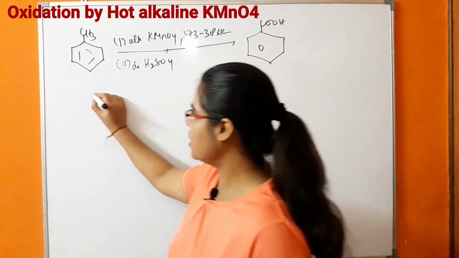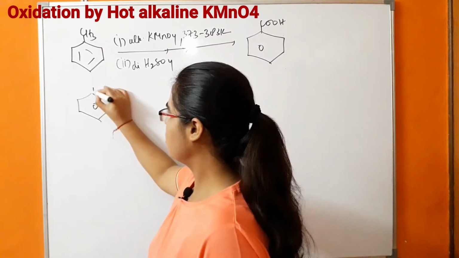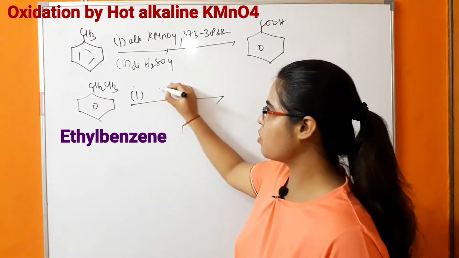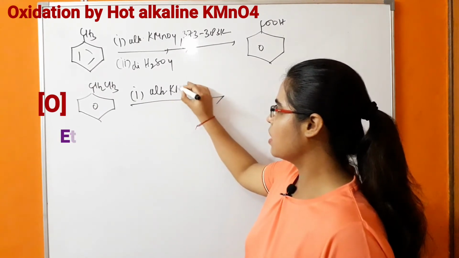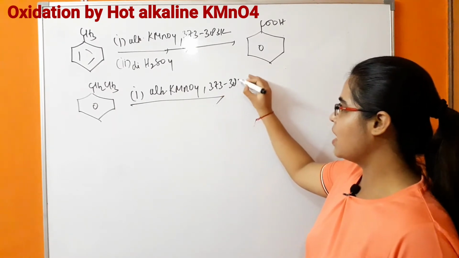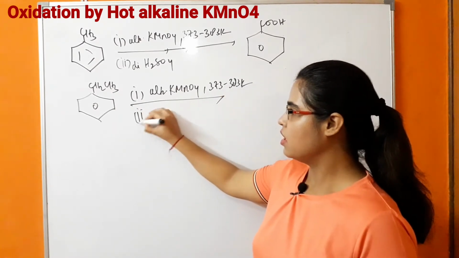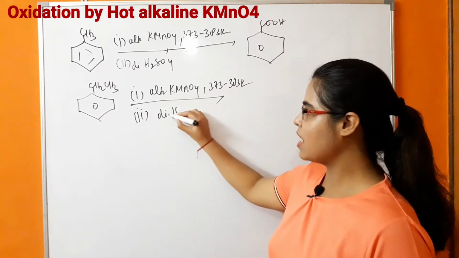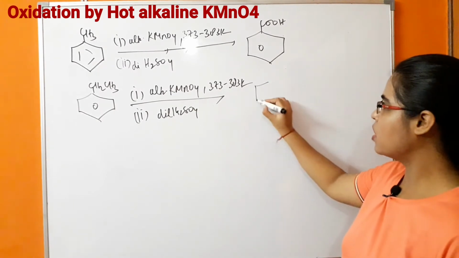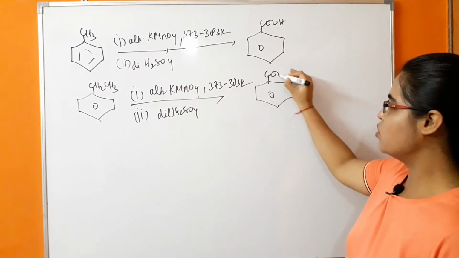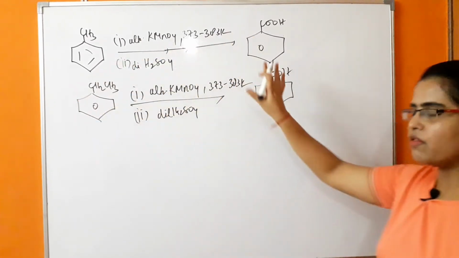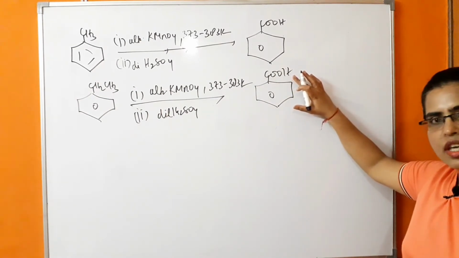So what is happening if we take CH2, CH3? This reaction is taking place in the presence of hot alkaline KMnO4. The temperature of the reaction is 373 to 383 Kelvin. Further, acidic hydrolysis will take place in the presence of dilute H2SO4. So the final product which will be obtained is benzoic acid. So irrespective of the side chain length, there will always be formation of COOH.